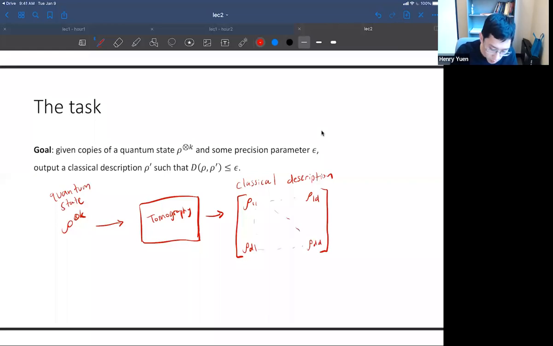So let's say rho is a d-dimensional system. It's a d by d density matrix. Somehow you want to just extract out what is exactly this quantum state. So that's the goal.